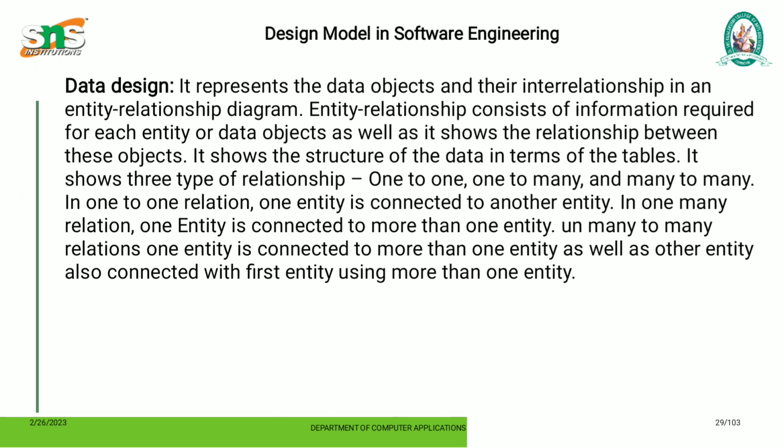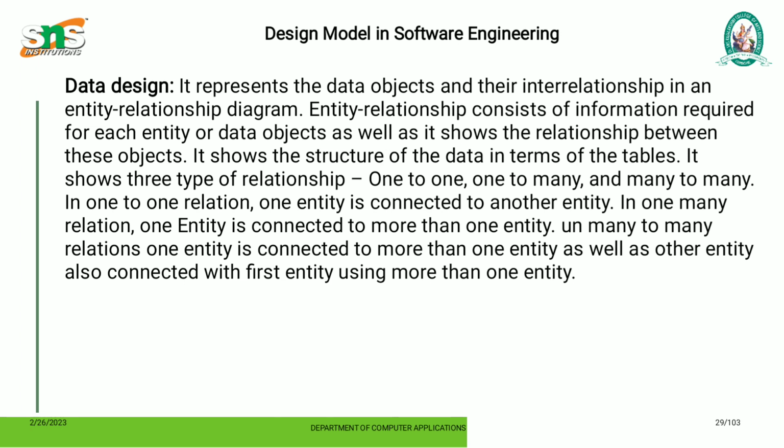So data design represents the data objects and their interrelationships in an entity relationship diagram. An entity relationship diagram consists of information required for each entity or data object, as well as the relationships between these objects. It shows the structure of data in terms of tables. It shows three types of relationships: one to one, one to many, and many to many.